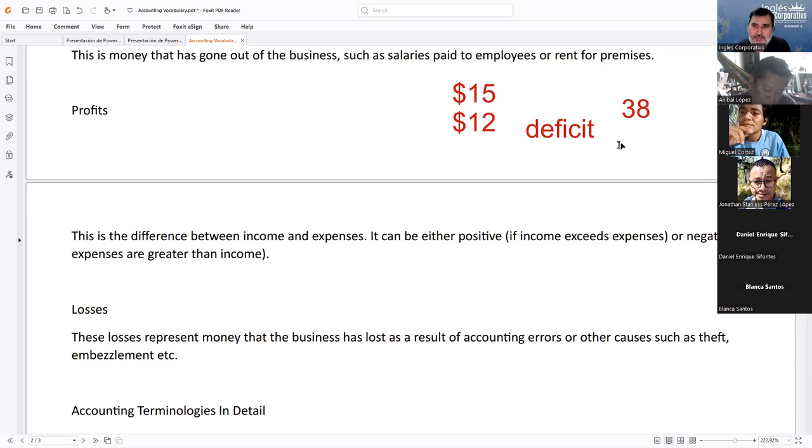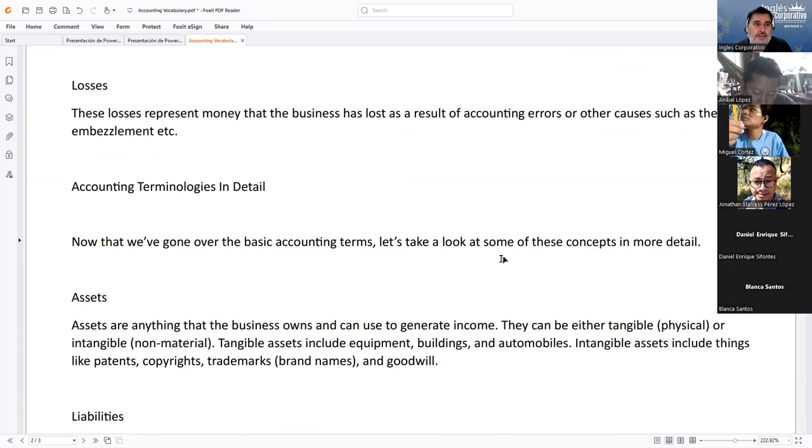Opposite, profit. So over here it says that the profit can be affirmative or positive and negative. Now, if it's positive, it's profit. If it's negative, it's deficit. So it's not the same. Only that this is from the internet, right?